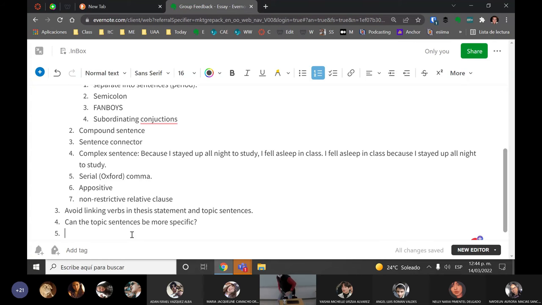I saw in many cases they can be. Perhaps they should be. Can they be more specific? How can you be more specific? Adding a clause, adding a phrase. Automatically, you're being more specific. Now, we can also go too far, right? But I think in most cases, our challenge is how can we write a topic sentence that's more specific than the key point in the thesis statement?